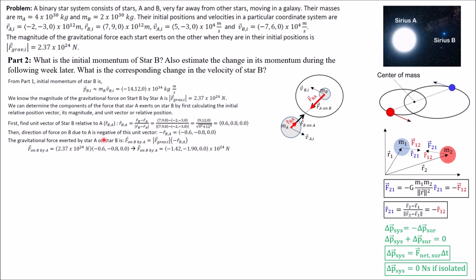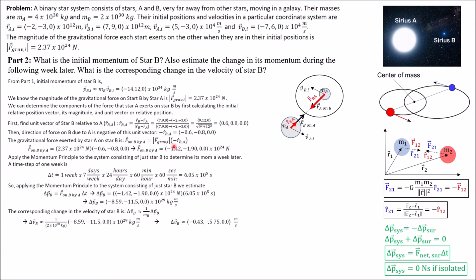Now that that's done, that's the hard part. Now we can apply the momentum principle 1 week later, but recall that we need to convert to seconds, because something like impulse is measured in Newton seconds. So for 1 week, we multiply by 7 days in a week, 24 hours in a day, 60 minutes in an hour, and 60 seconds in a minute, and we end up getting the number of seconds in 1 week.